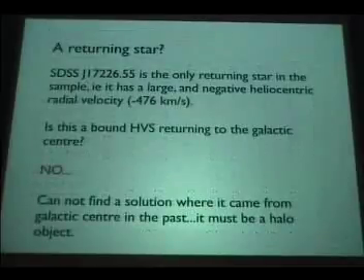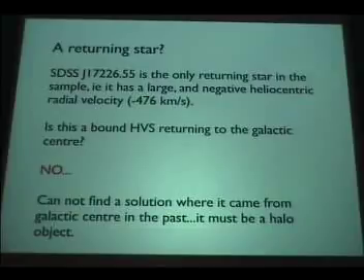Okay. Well, it is a funny object because of the following, and it's going to be slightly complicated to explain this. So there's its phone number, its coordinate. It's the only returning star in the sample, so it's got a large but negative heliocentric radial velocity, so it's apparently coming down towards us. Okay? So the first question, is this a bound, high-velocity star returning to the galactic center? Because if it was, it'd be interesting. I mean, it's kicked out of the galactic center, slowed down, turned around, and it's coming back, zooming towards our observer here. Okay? Well, the answer is no.